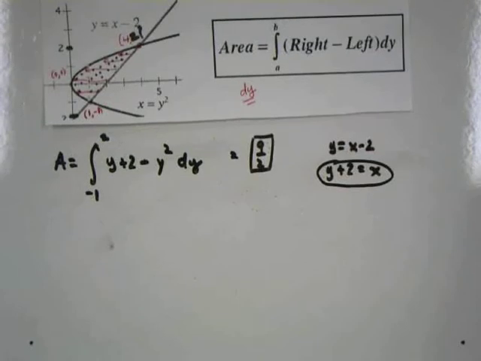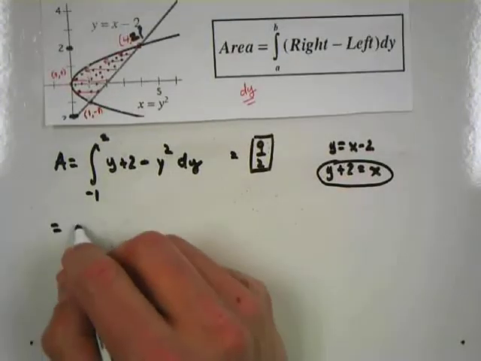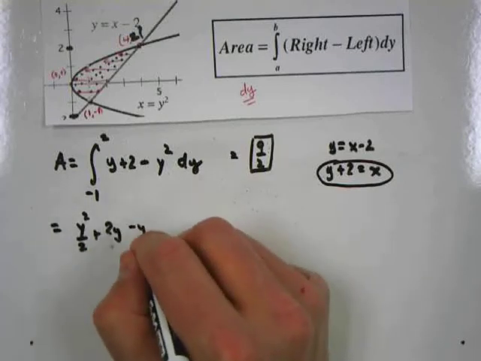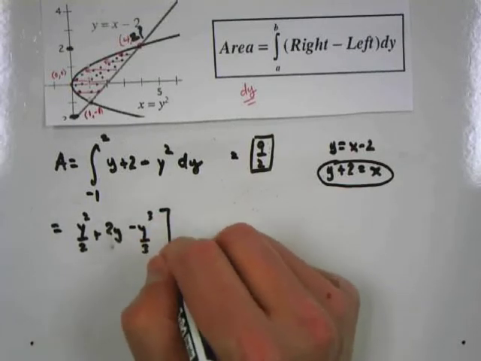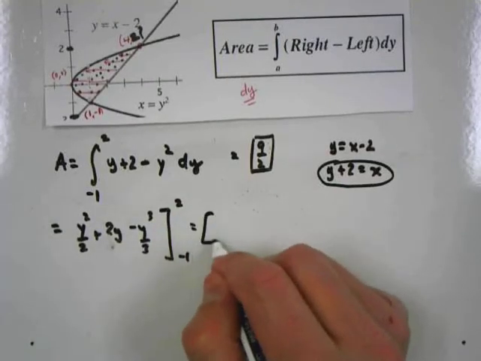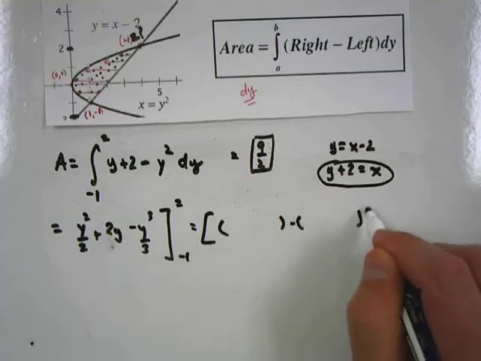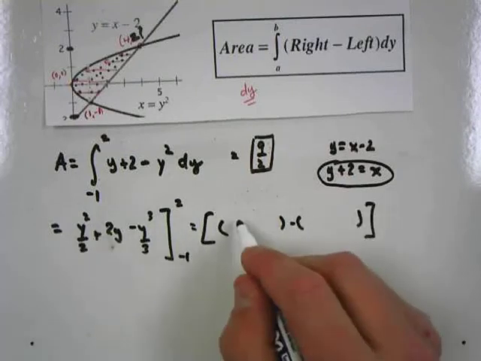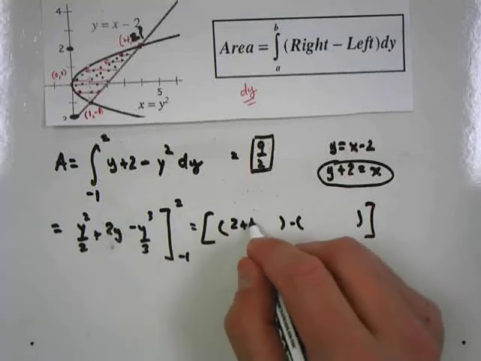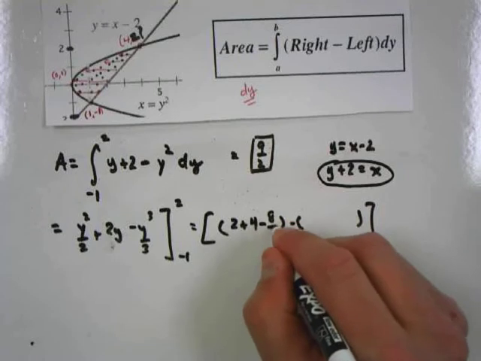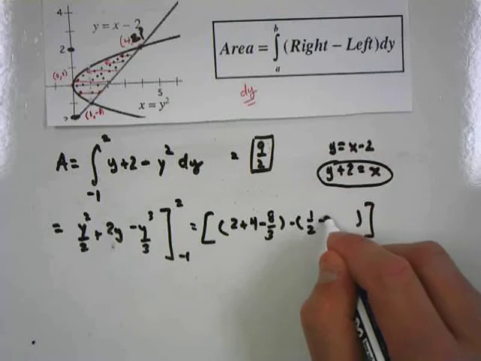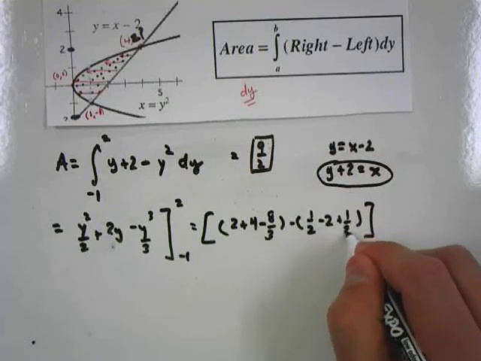All right, so let's check it out. My simple integration gives me y squared over 2 plus 2y minus y cubed over 3, from -1 to 2. And as usual, our brackets. 2 squared is 4, divided by 2, that gives me 2, plus 2 times 2 is 4, minus 8/3, minus, for -1, squared gives me 1/2, minus 2, plus 1/3.